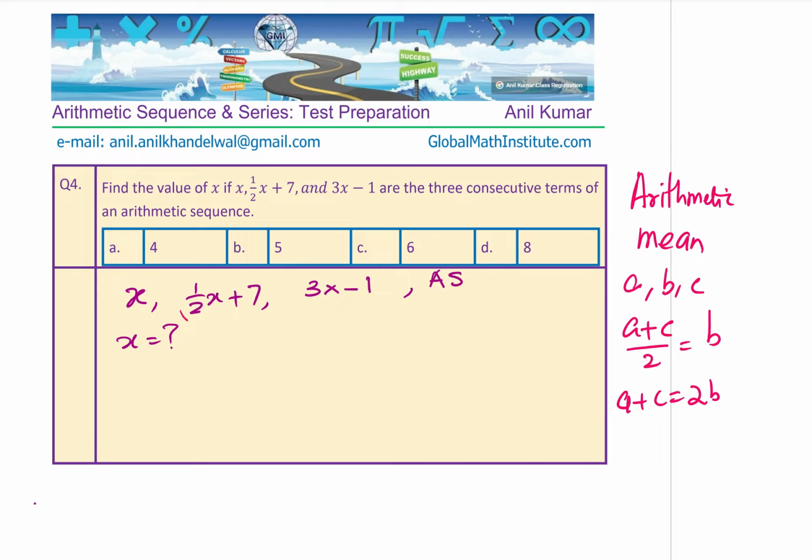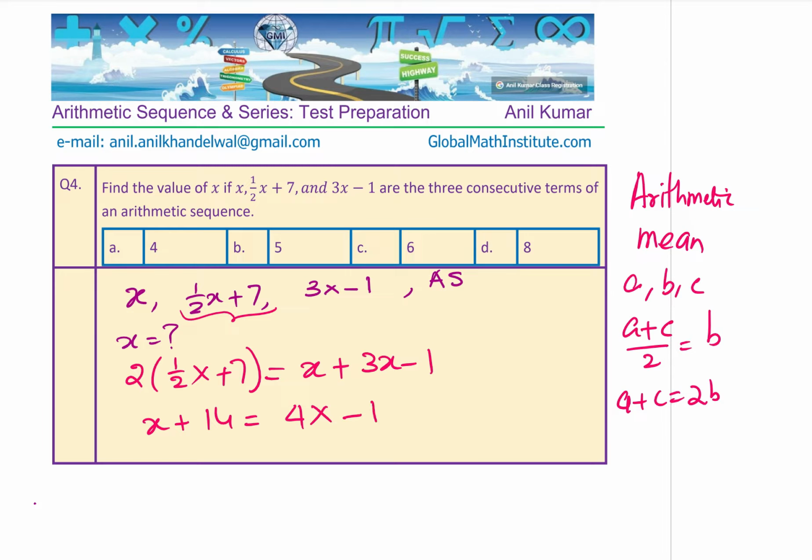B is the center term, which is half x plus 7. So 2 times half of x plus 7 should be equal to the sum of x and 3x minus 1. You get the idea, right? So let's open the bracket. So we get x plus 14 equals to x plus 3x is 4x minus 1. Now bringing the x's together and the numbers together, we get x minus 4x is equals to minus 1 minus 14, minus 3x equals to minus 15, and that gives you the value of x as equals to 5, correct? 15 divided by 3, so it becomes option B for us.